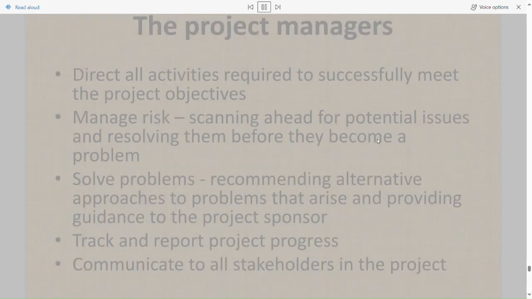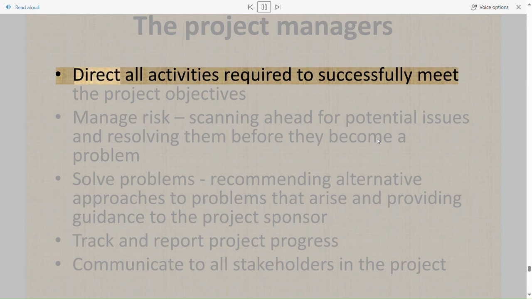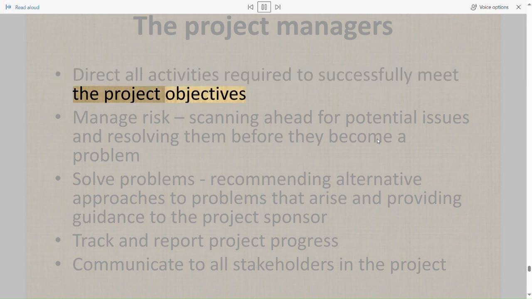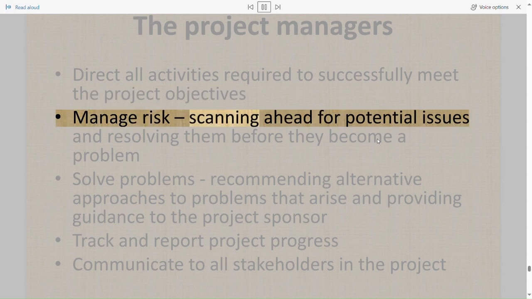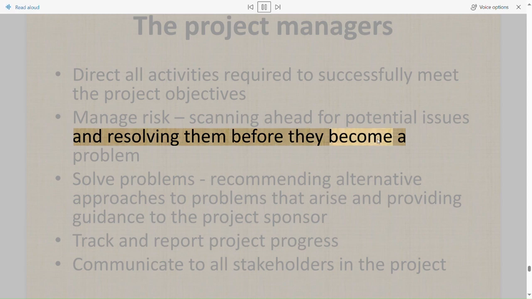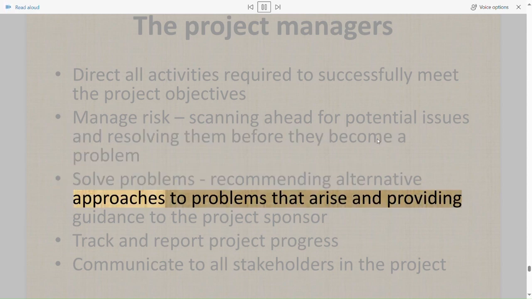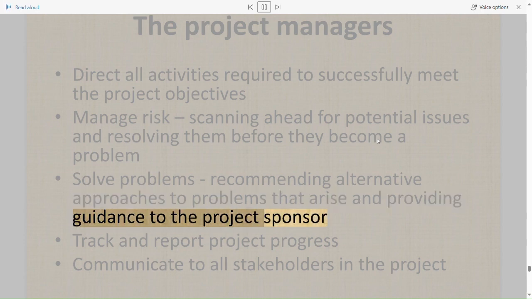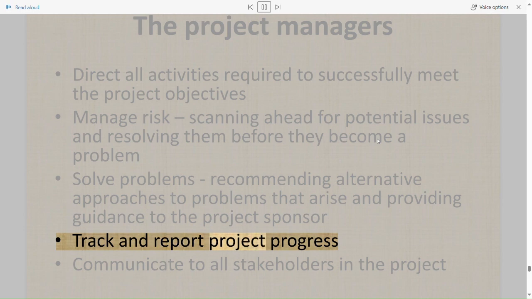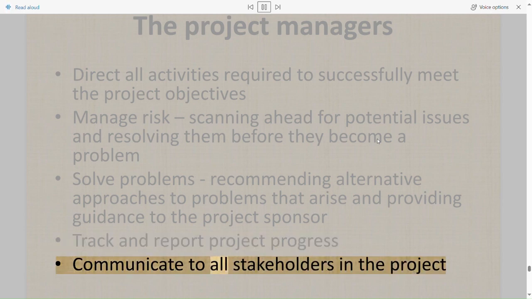The project managers direct all activities required to successfully meet the project objectives. They manage risk, scanning ahead for potential issues and resolving them before they become a problem. They solve problems, recommending alternative approaches to problems that arise and providing guidance to the project sponsor. They track and report project progress. They communicate to all stakeholders in the project.